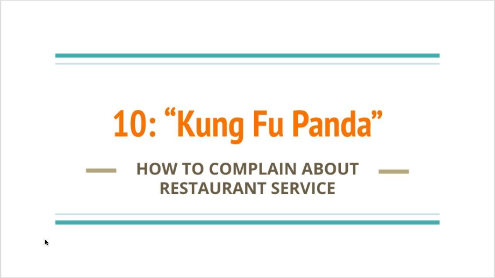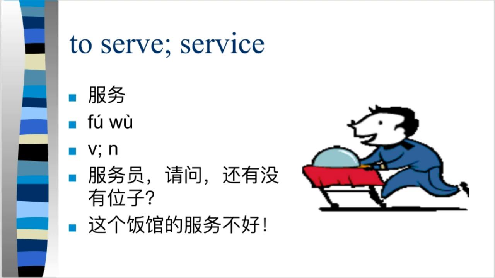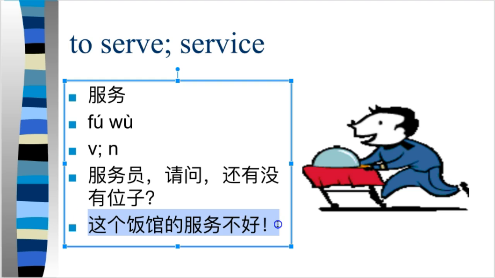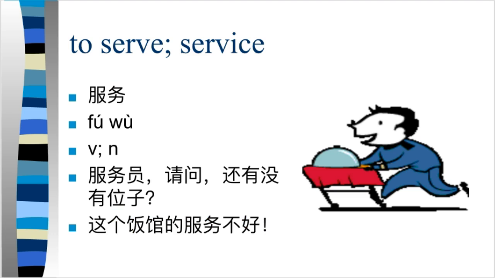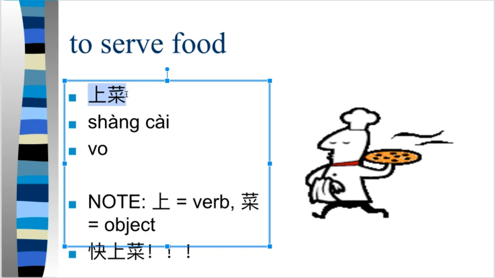在第10课，我们要讨论饭馆的服务。生词：服务、上菜、错、清楚和我们的语法 result complements。OK，所以第一就是服务，就是服务员的服务。It can be a verb or a noun，像我为你服务，right？Here we're using it as a noun。这个饭馆的服务不好，服务好还是不好？为什么服务不好呢？可能这个服务员他们上菜上的太慢了。上菜 means to serve food.